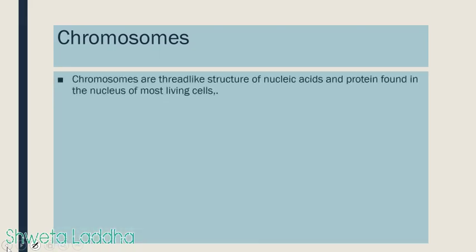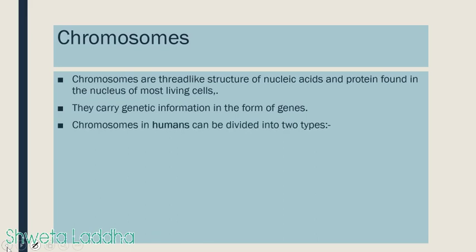So what are chromosomes? Chromosomes are thread-like structures which are made up of nucleic acids and proteins, and they are found in the nucleus of most of the living cells, almost all.